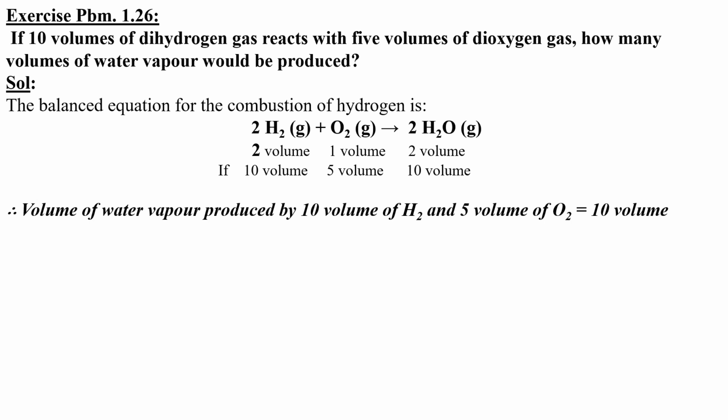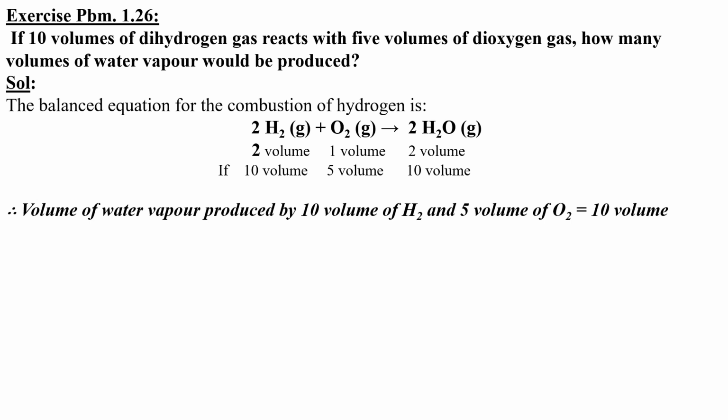Okay, so according to this balanced chemical equation, what is the information you get regarding the volumes of reactants and products involved in the reaction? 2 volumes of hydrogen reacts with 1 volume of oxygen to give 2 volumes of water vapor. Now what is the question? If 10 volumes of hydrogen reacts with 5 volumes of oxygen, what will be the volume of water vapor? Okay, it's just simple arithmetic. Compare the volumes mentioned as per the equation with the volumes that are mentioned as per the question.